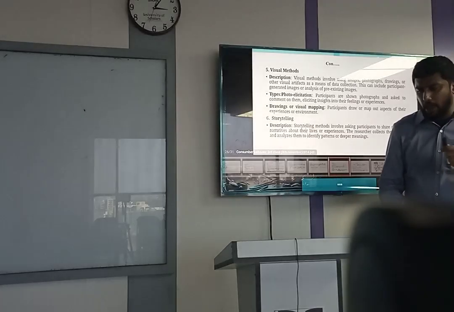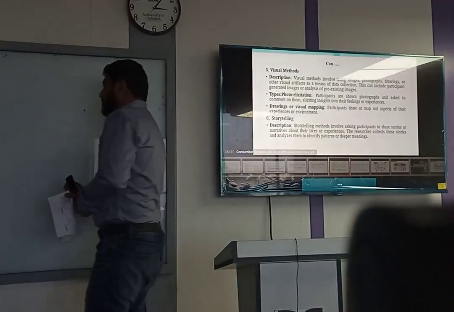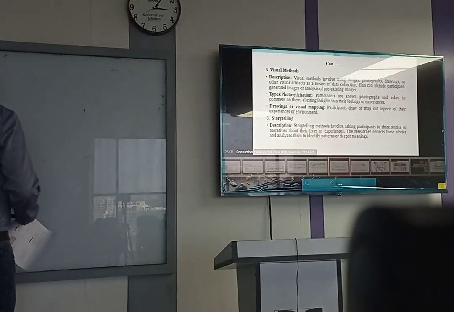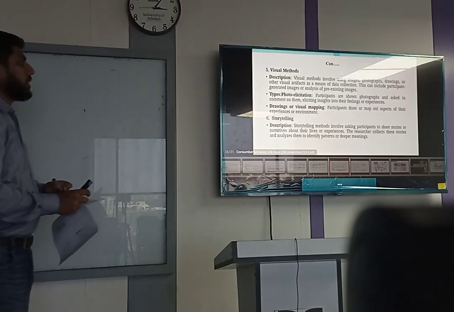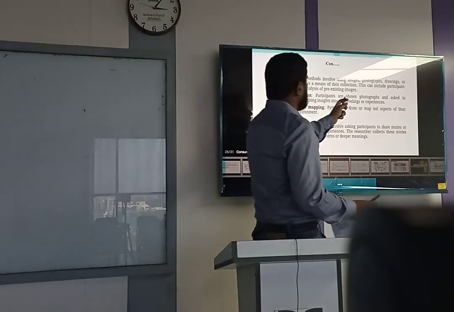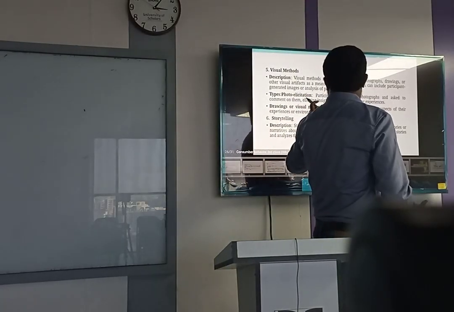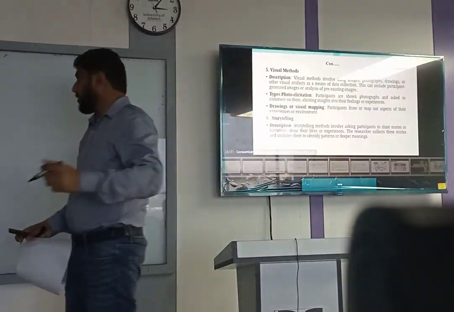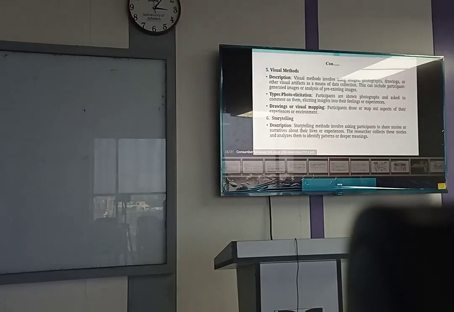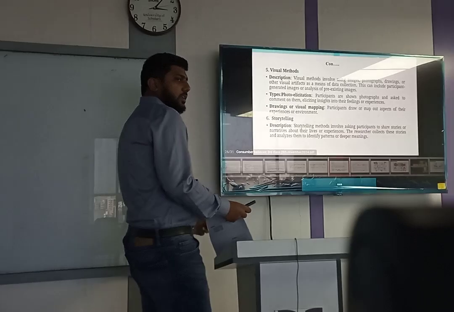Suppose I write, and it's a Japanese flag at the front. So this is photo elicitation. Participants are shown photographs and are asked to comment on them, eliciting insight into their feelings or experience. So now, suppose I ask you, what do you understand by this? This is a flag. Why is it a flag? It's a symbol of a selected country, like Japan.